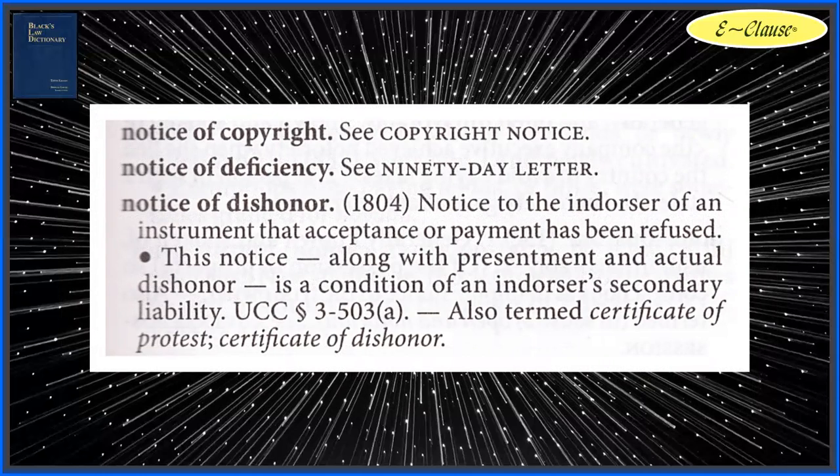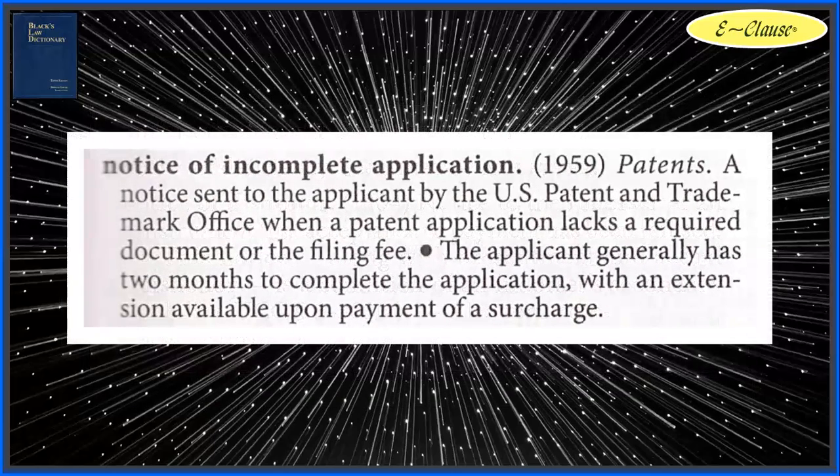Another commonly misused notice is a notice of dishonor. This is a notice to the endorser of an instrument that acceptance or payment has been refused. This notice, along with the presentment and actual dishonor, is a condition of an endorser's secondary liability. And there you can find it in the commercial code. So again, if you're talking about commerce and business, it is what it is.